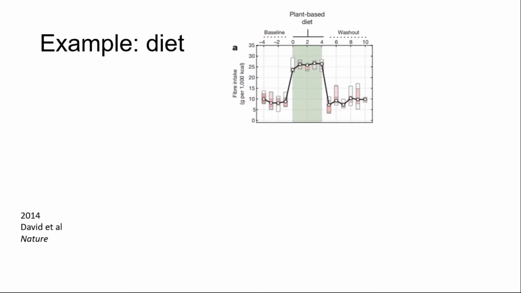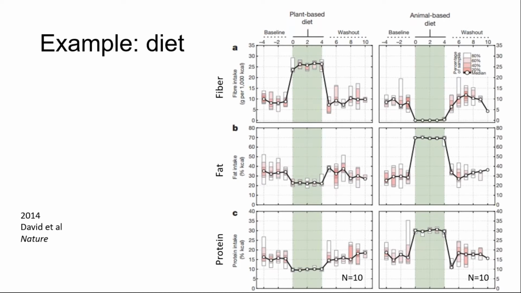And I'm just going to show you some data. What you can see on this plot on the x-axis is the day, so from -4 days to the day the intervention was started to 10 days post the start of the intervention. And what you'll see on the y-axis are different variables. On the left-hand side, you'll see people taking in a plant-based diet. And on the right-hand side, you'll see people taking in an animal-based diet. And so these are just the nutritional constituents of those diets. We have fiber on top, fat in the middle, and protein in the bottom.